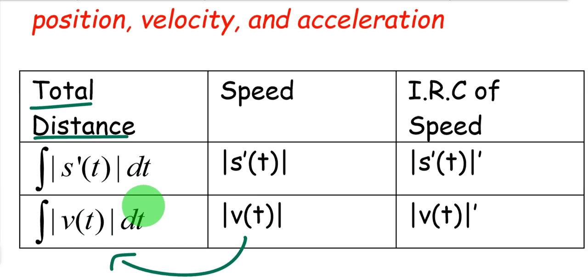So if you were given position, you would take the derivative of position to find velocity, you would take the absolute value of that, and then you reintegrate it. And you can see why that formula is going to be different than just the position equation. In this instance, we are given acceleration. So we integrate acceleration to find velocity, we take the absolute value of that, and then we integrate that to find total distance.